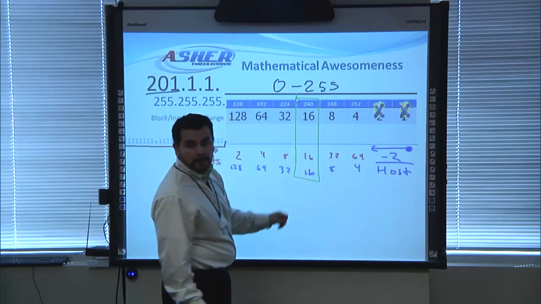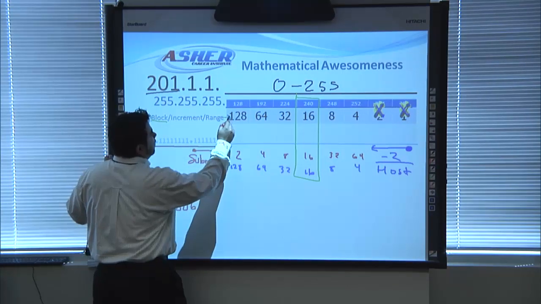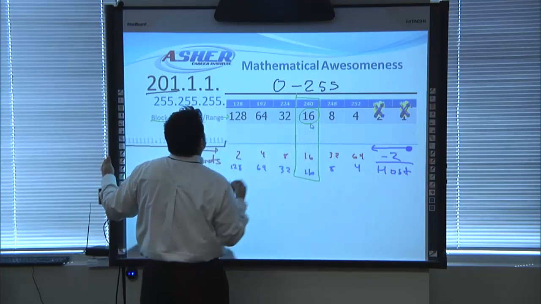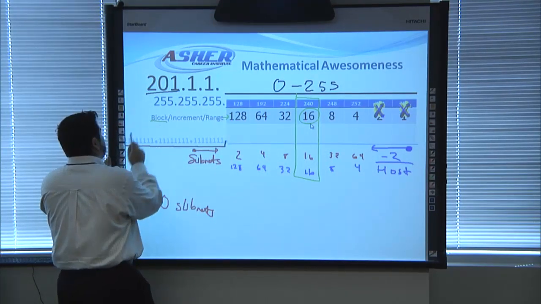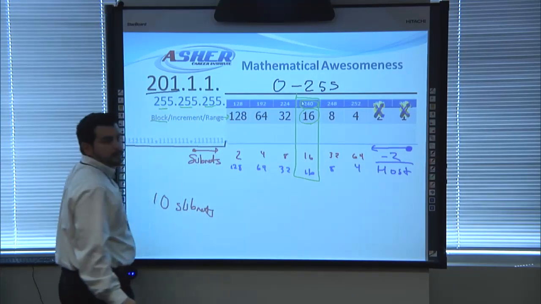16 minus 2 would give me my host. What is my block, or my increment number? And that's found in this range right here. My block is 16. And what is my subnet mask? Well, my subnet mask is 255.255.255.240.